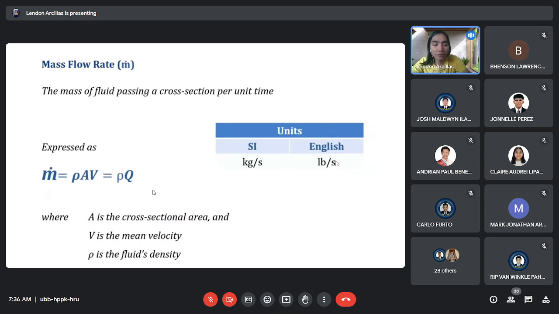Next type of flow rate is what we call the mass flow rate. Or its symbol is m dot. Okay? That is the mass of fluid passing through a sectional area. So, kanina, volume yung papasok sa isang cross-sectional area. Ito naman yung mass. So, ang mass papasok sa isang cross-sectional area is equal to the density times the area times the velocity. Okay. And since area times velocity is equal to the volume flow rate or the discharge, pwede natin siyang sasabihin na mass flow rate is equal to the density times discharge or volume flow rate. So, possible units for mass flow rate is kilogram per second or pound mass per second or slug per second.